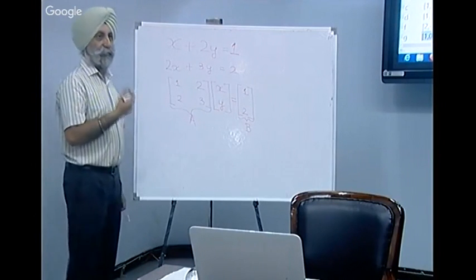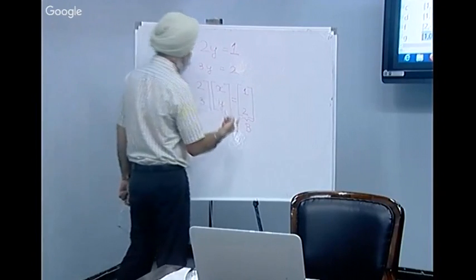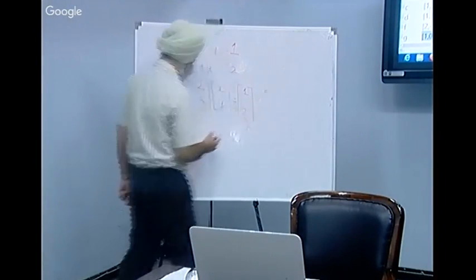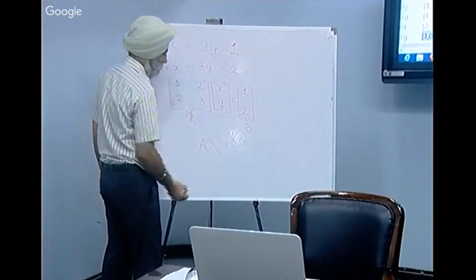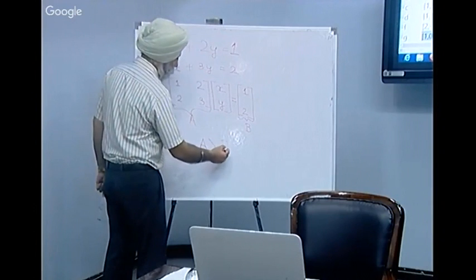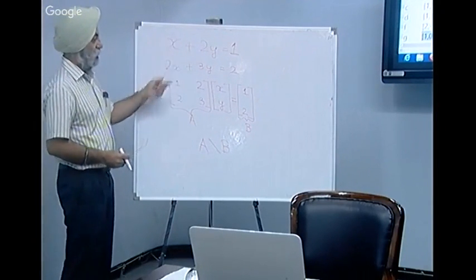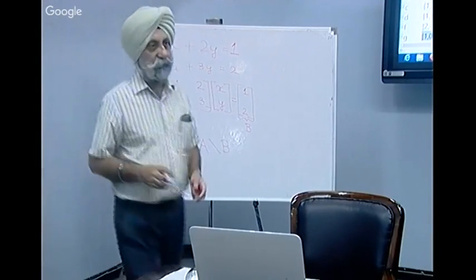And after that, is the red color visible? Yes. And then we have to give a command like this: A backslash B. So it will give us the solution to x and y. And that's it.